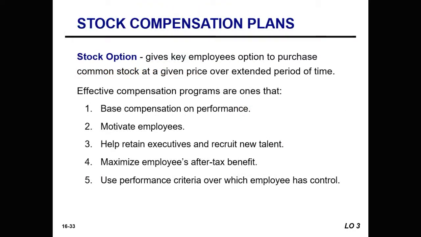So stock compensation plans usually are in the form of stock options. That is how they're granted. They grant to key employees the option to purchase common stock at a given price over an extended period of time. So, for example, the option says that the employees can purchase the stock at $10 a share for 6 months, a year, 2 years. And they have so many options. The options will define the quantity of stocks that the employee can purchase.